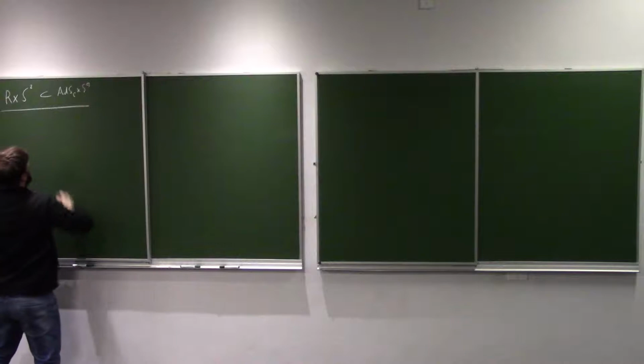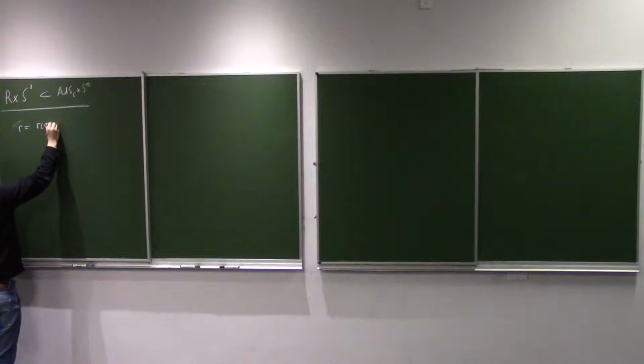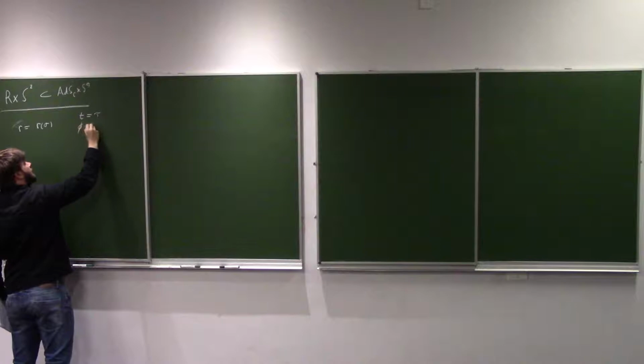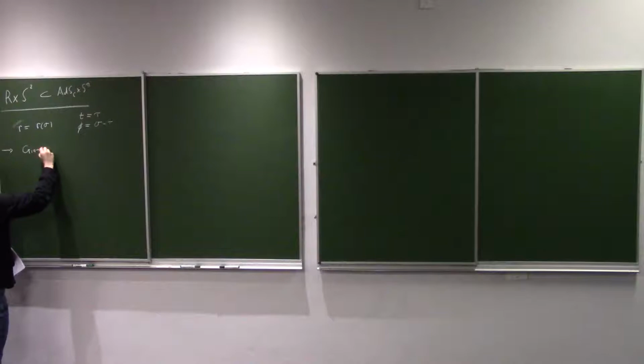We made a particular ansatz. I said that we're going to be interested in solutions that are only functions of sigma, so R is only a function of sigma. What I meant by sigma here was that t is equal to tau, and the phi coordinate is sigma minus tau. If you're in this frame, then R has this particular form. And here we derived the giant magnon solutions.